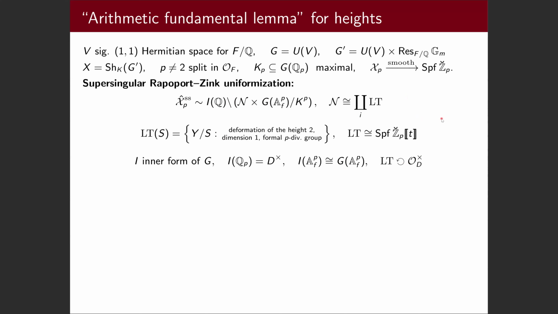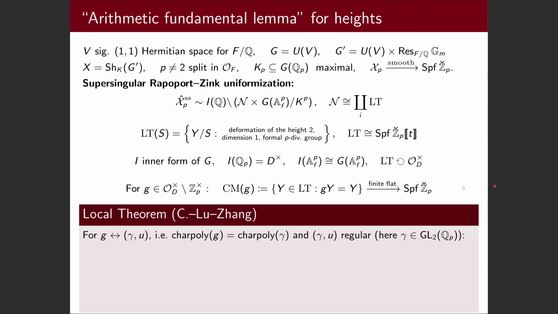And so now I need a local analog of the CM cycles. Here it is. If I take g in this division algebra integral unit, which is non-scalar, then I can consider the local CM cycle, which is the fixed points of this g acting on Lubin-Tate space. It's a local analog of the Hecke fixed points from earlier in the talk. This thing turns out to be finite flat over the base. And so now I can state what we actually prove in a precise form involving these local CM cycles.